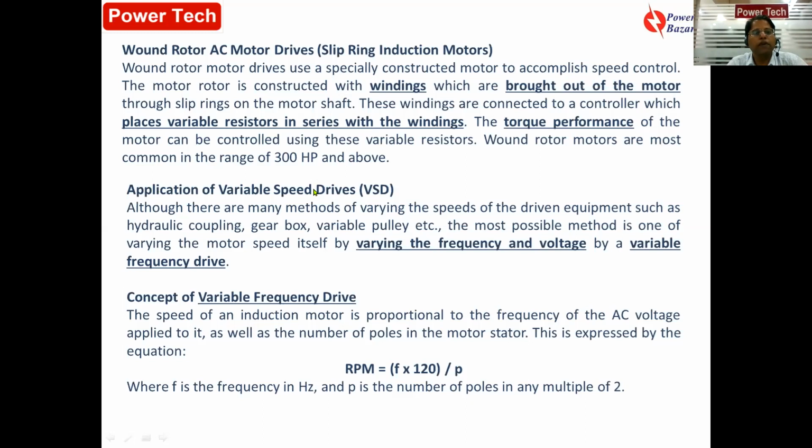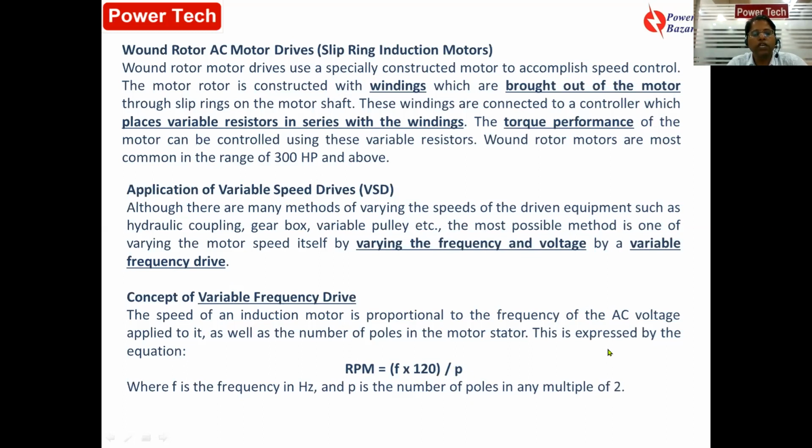Then adjustable variable frequency drive. This is also known as VSD or VFD, that is, variable frequency drives or variable speed drives. What is the concept of variable frequency drives? In which we change the frequency. We all know RPM is equal to F into 120 by P. That means revolutions per minute, which is speed, is equal to frequency into 120 by number of poles. We all know poles are in multiples of 2.